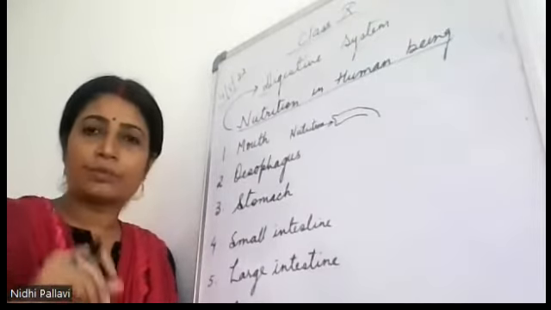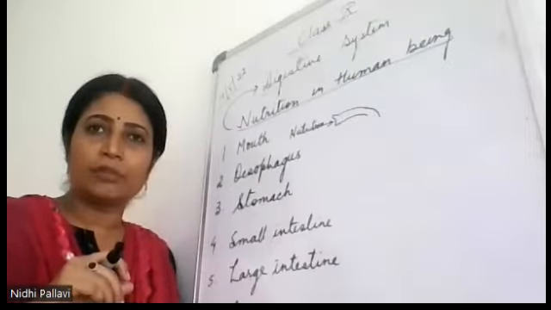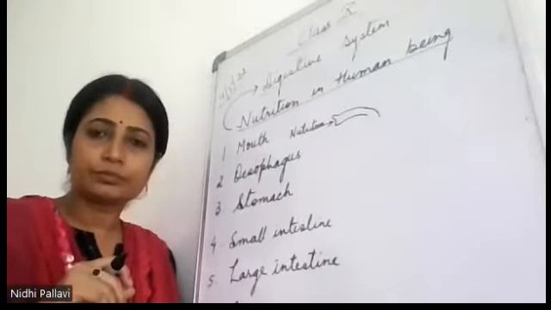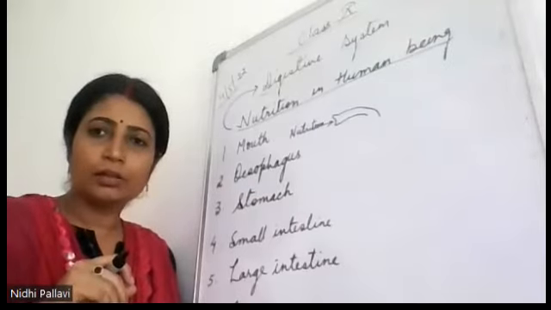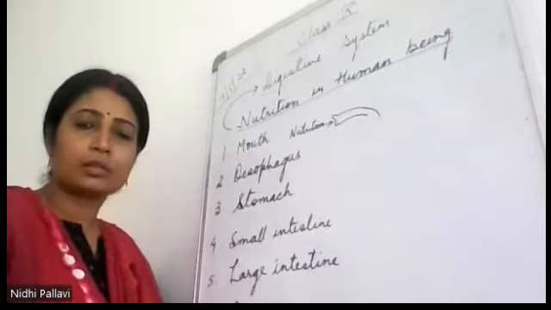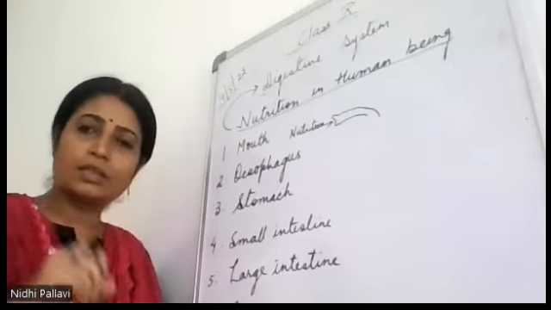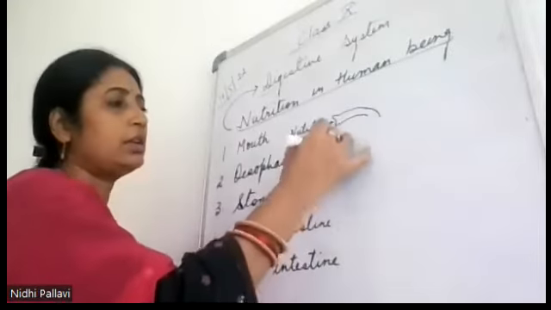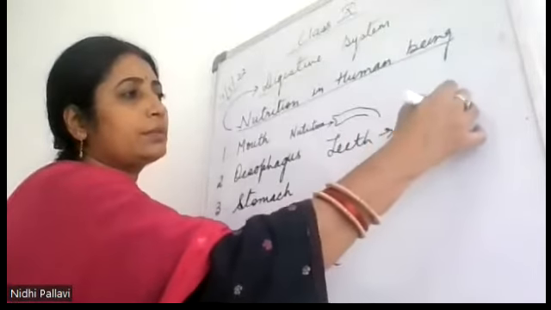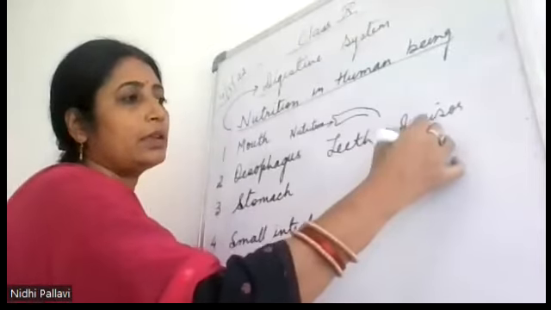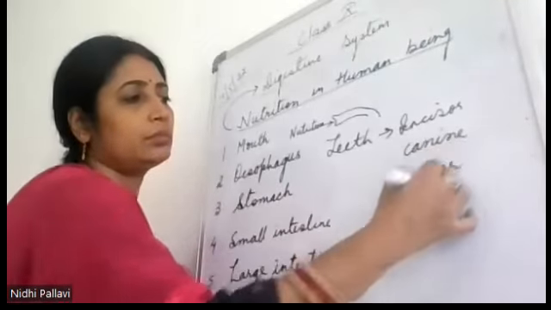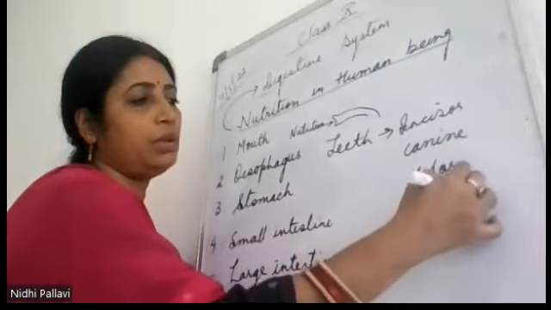Teeth, we have 4 types of teeth. Can anyone tell me? 4 types or 3 types? Anyone? What are the different types of teeth? एक होता है इंसीजर. टीथ में क्या क्या होता है? इंसीजर, कैनाइन, मोलर and what? Premolar.